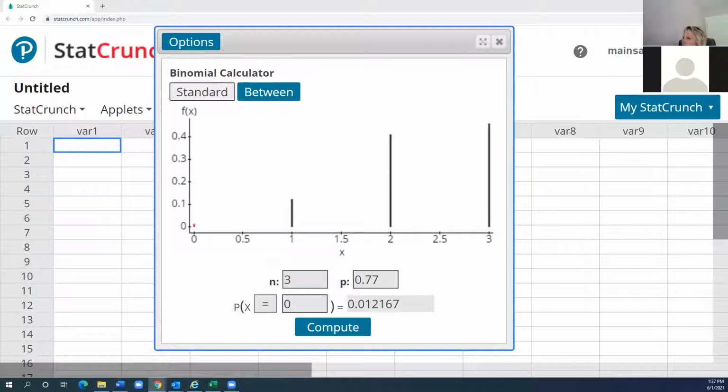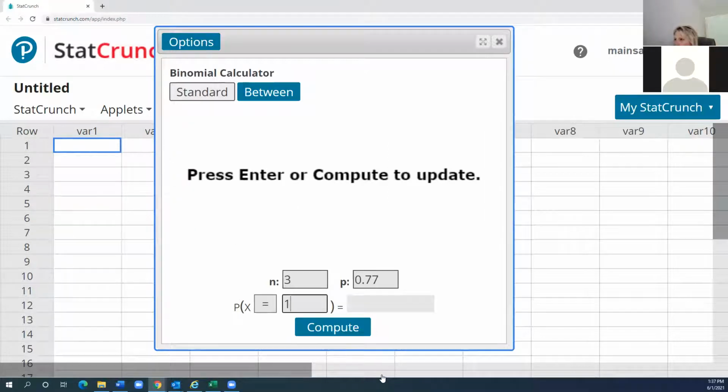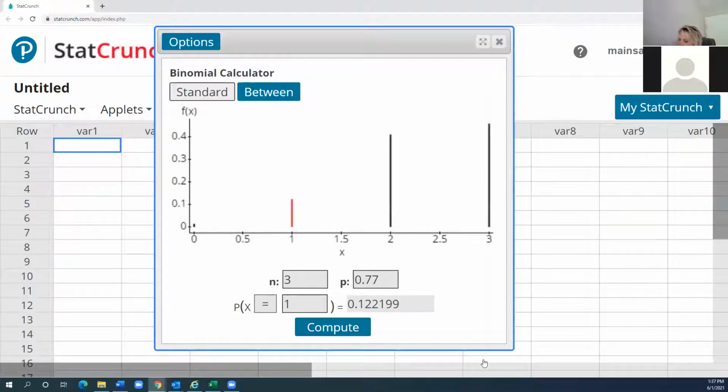Are you following okay, Jonathan? And then I want to validate, what is the probability that one of them makes their free throw? That's 0.122. They have 1.222 if you round here, but ours is rounded as 0.1221. And then the probability that two of them make it is 0.4091 here, and we have 0.4092. And then the probability that three of them make it is 0.4565. So on these, once you have your setup together, you're good.